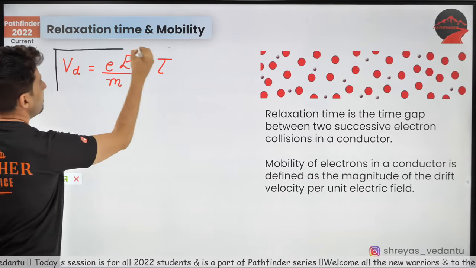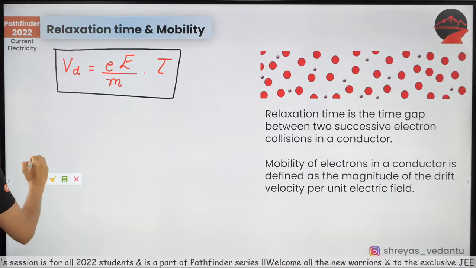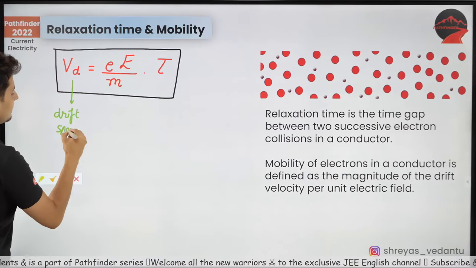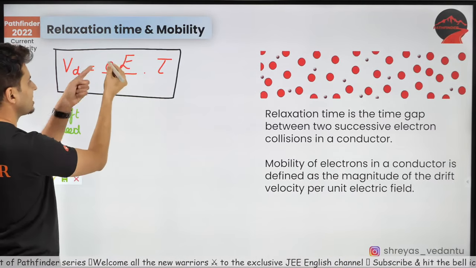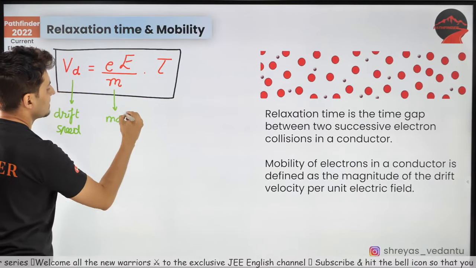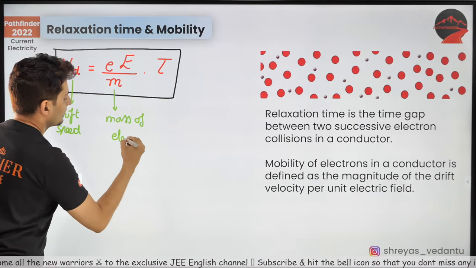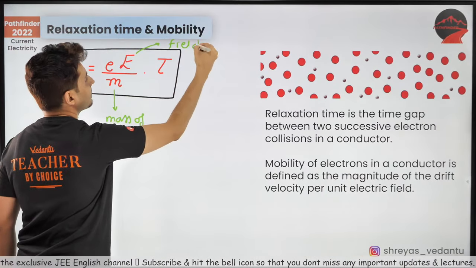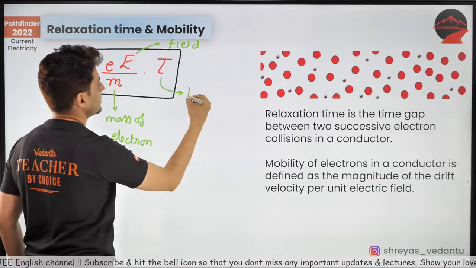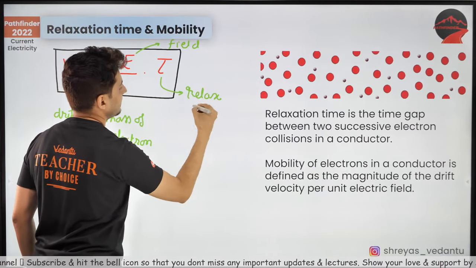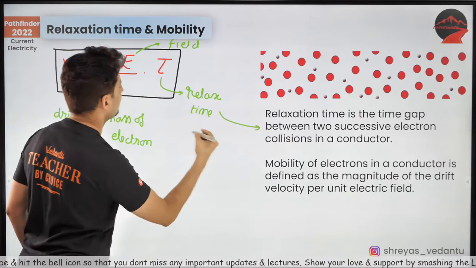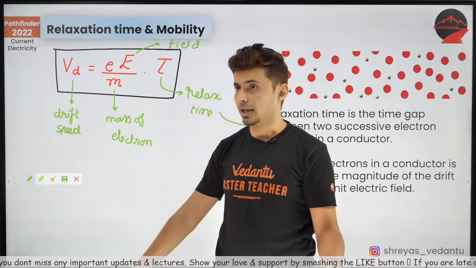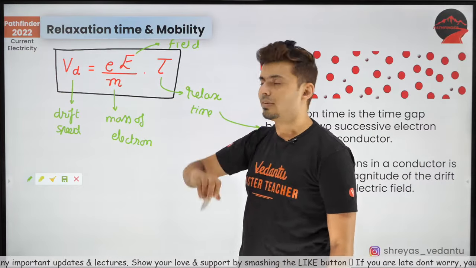This is a very important equation. Now, I hope everybody remembers this. This is nothing but the drift speed. This is the charge of the electron. This is the mass of the electron. Keep this in mind. This is nothing but the field. This is nothing but relaxation time. So this formula relates drift speed and relaxation time. So if you know the drift speed, you can easily find the relaxation time.